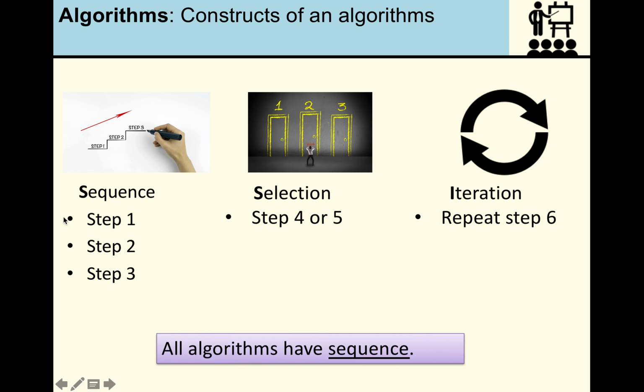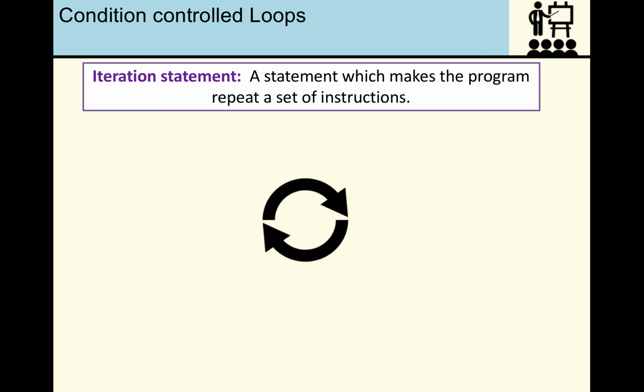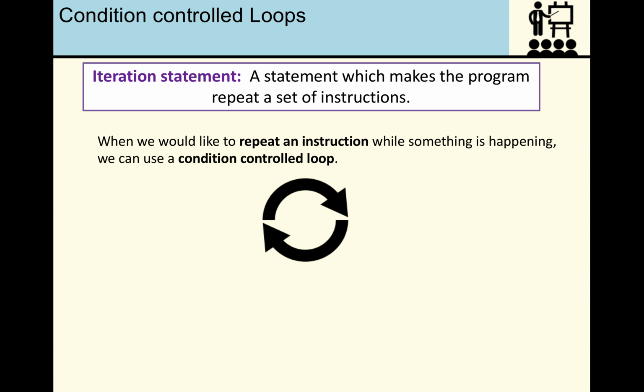So remember that all algorithms have sequence, and most complex algorithms and programs do have selection and iteration as well. So condition controlled loops are a form of iteration. And iteration, or an iteration statement, is a statement in a program which makes it repeat a set of instructions. So iteration is when we want to repeat something. And when we would like to repeat an instruction while something is happening, we can use a condition controlled loop.